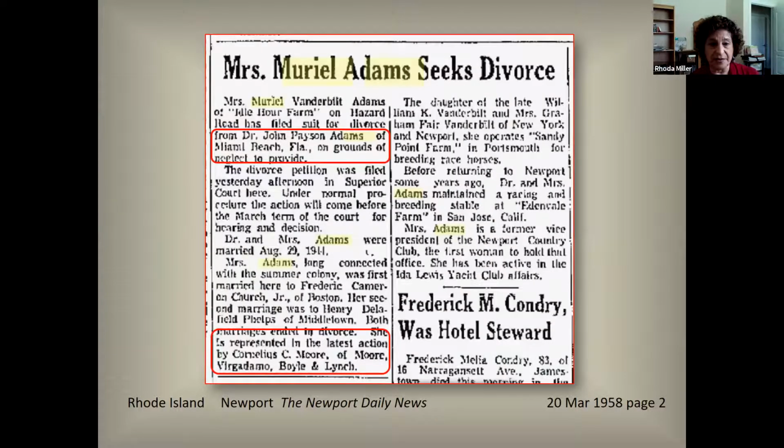Well, I found another article in the Newport Daily News that she divorced him in 1958. So she was not his widow. She was his divorcee, I guess, but the Times reported it as a widow, and that threw everything off. So again, just because it's in print does not mean that it's true. They were divorced. She was not his widow.